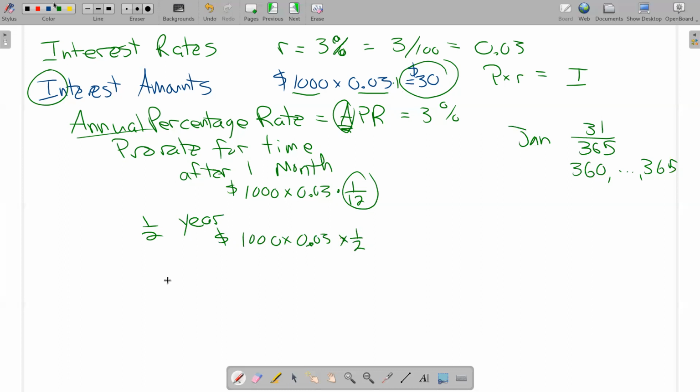It could be I don't pay him back for a year and a half, in which case that would be $1,000 times 0.03 times 1.5 years. So here now I'm saying the interest is the principal times the rate times the time. And this idea is what we call simple interest.